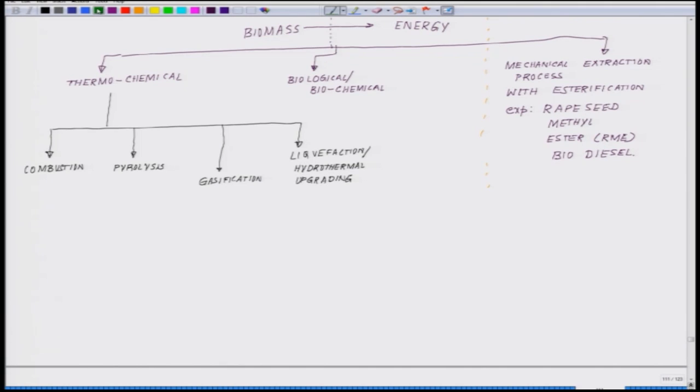On the other hand, in terms of the biological route, which I am putting in green, we have two broad categories, and the categories include digestion and fermentation.